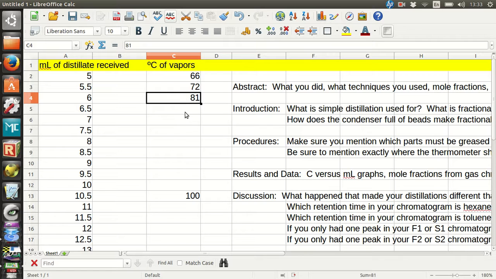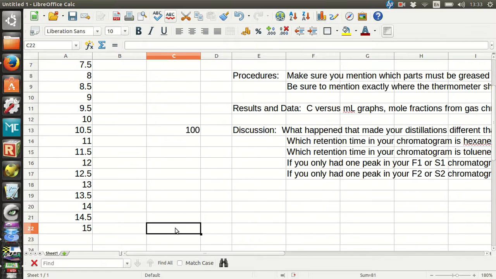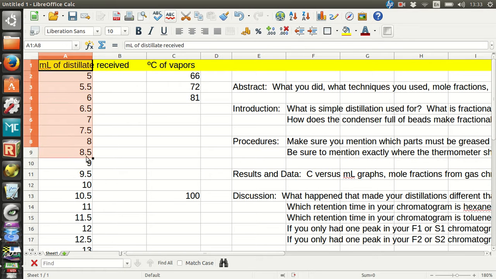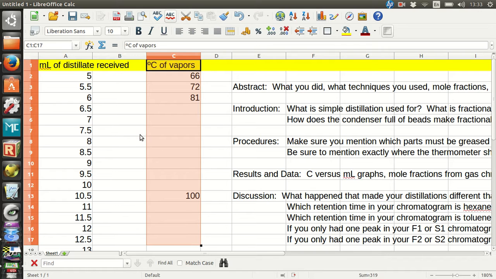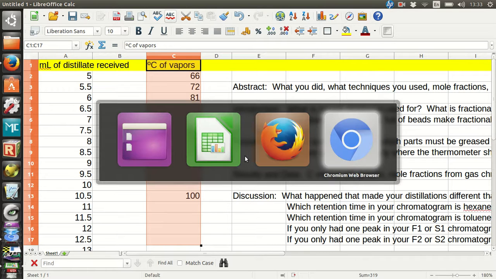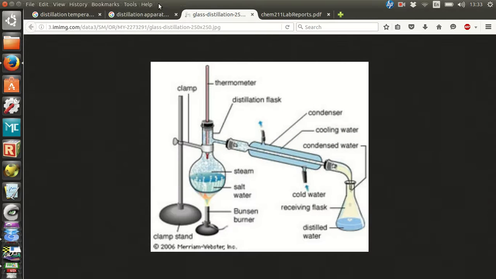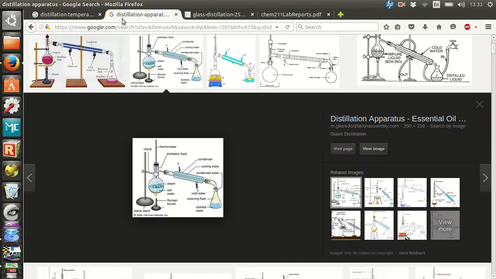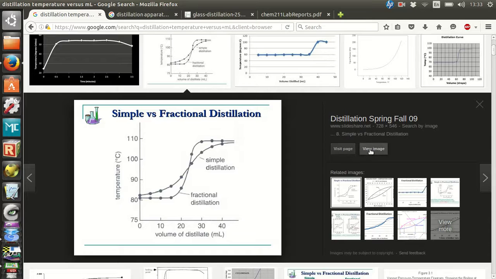I hope so. I think the maximum volume of distillates that you received was probably going to be 15 or something around there. You just have to put this on the x-axis and this on the y-axis. You have to do it for simple distillation. You have to do it again for fractional distillation. And then you have to graph them. Why? Because I want to see if you had any results that looked like this. Not like that. Like this. Yeah, like this.